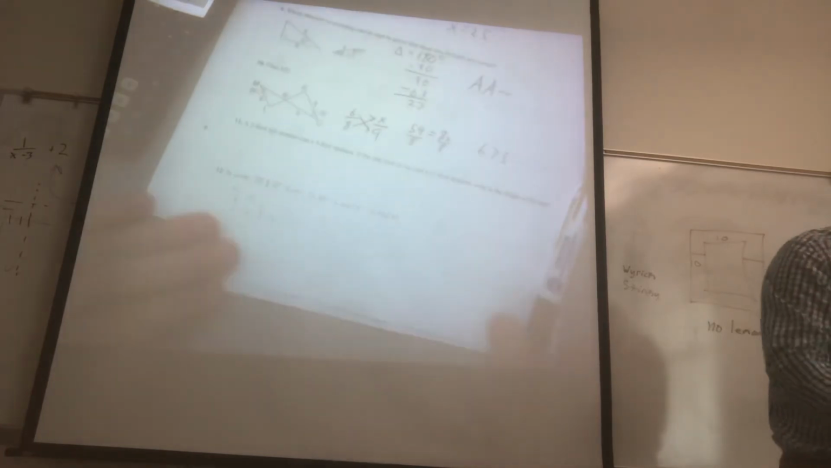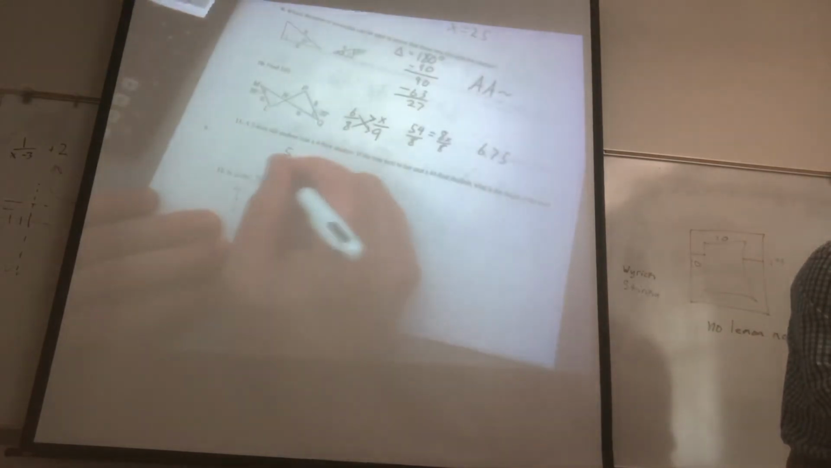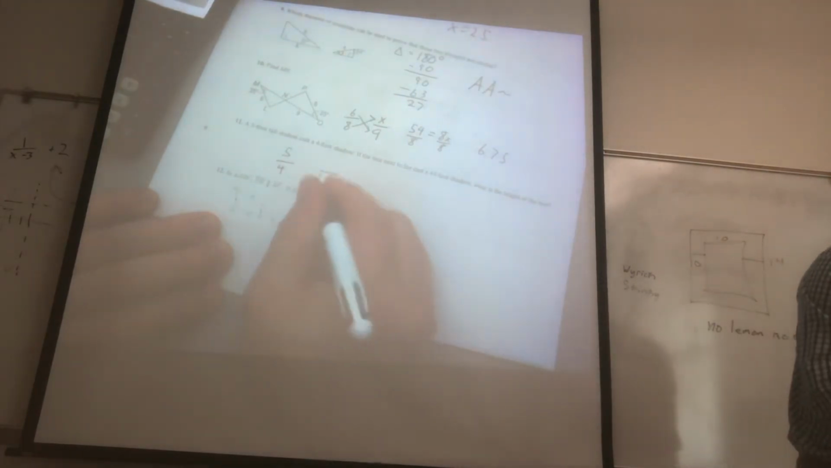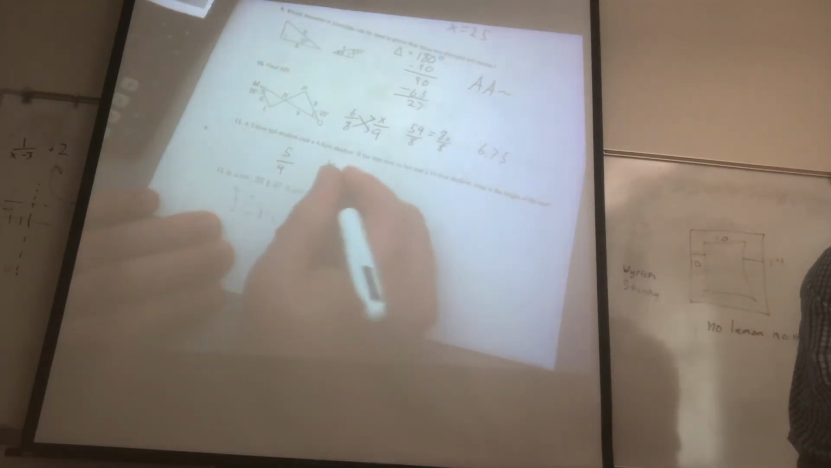Number 11, a 5-foot tall student casts a 4-foot shadow. If the tree next to her casts a 44-foot shadow, what is the height of the tree?